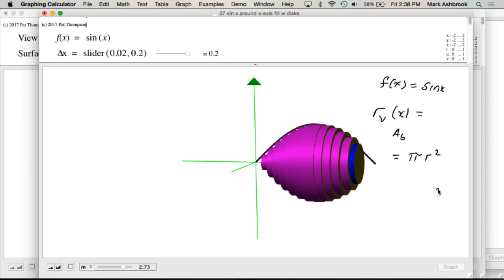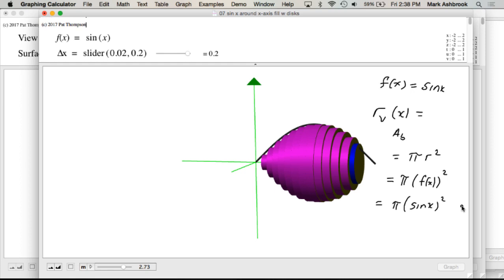So now we just need r. What is r? What's the radius of our disk? The y value, right? It's from the x-axis up to the curve. This is going to be the y value, which is a function of x. So you could write y here, f of x. And then to get that function as a function of x, we're going to write pi times sine x squared.